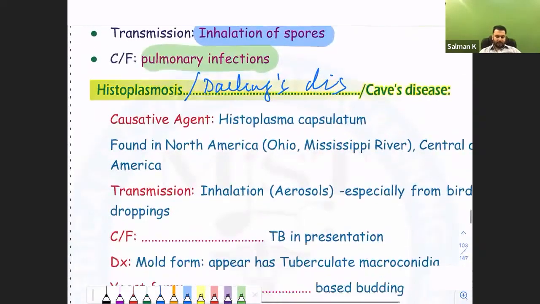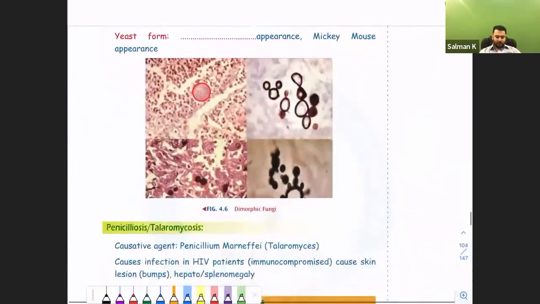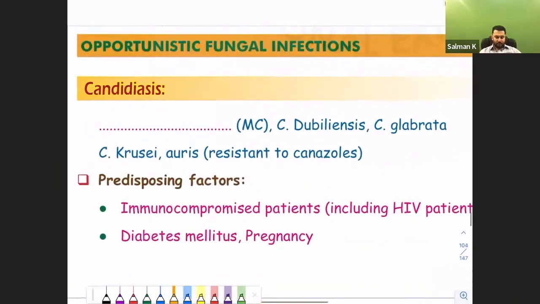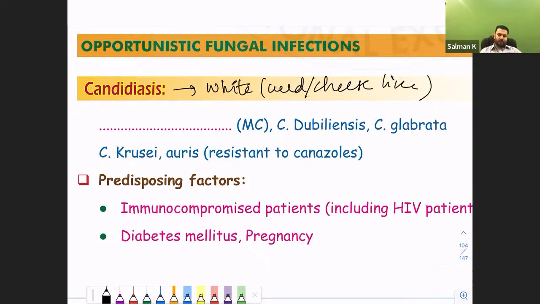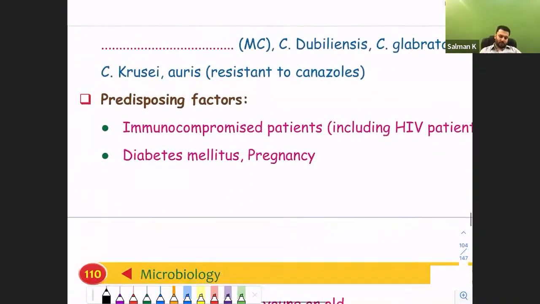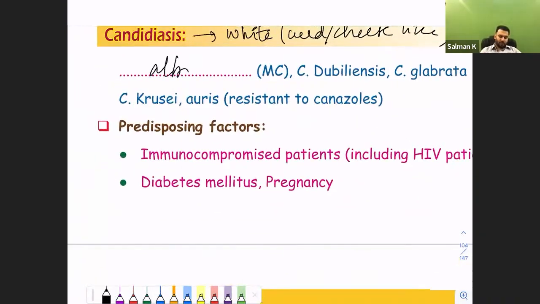Okay, next, coming to opportunistic fungal infections. First one is Candida. Anything when you learn about it, it is described as white colored lesions which are described to be curd or cheese-like. Okay, so that's your Candida. Now, the white word comes from the most common species called albicans, where alba means white. Okay, alba simply means white.